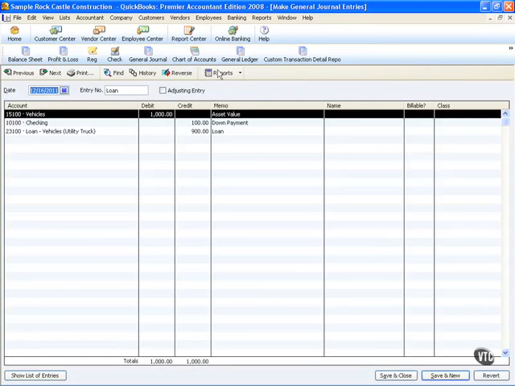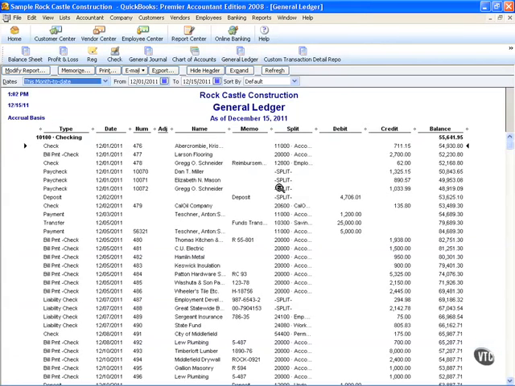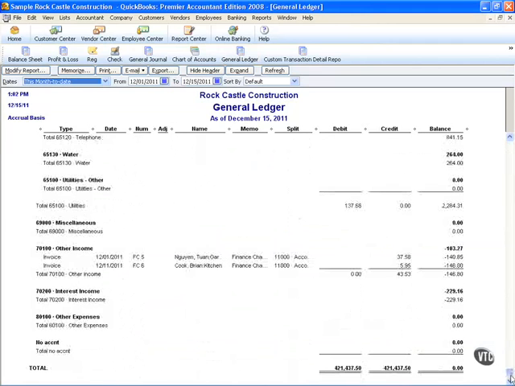If your journals check out, then I'd like you to eyeball your general ledger. In the general ledger, in particular, I want to make sure everything is in balance in each of the accounts. So I'm going to make sure my debits equal my credits. In the case of a corrupted entry, this can be out of balance, and that's what we're looking for.